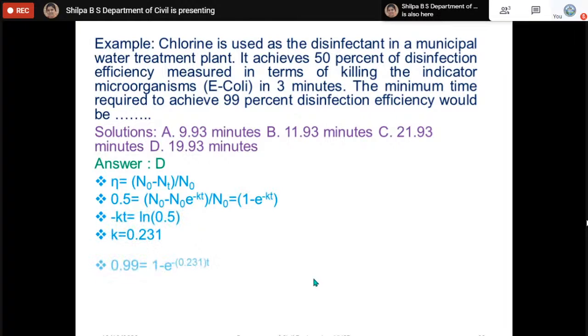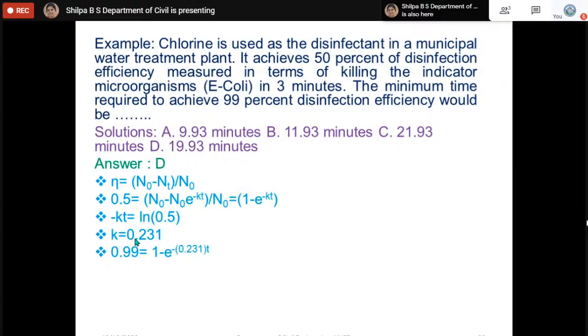So based on Chick's law, initially they have given the 50%. So assuming that 50% efficiency as 0.5, we can simplify this Chick's law and calculate the K value. Then using that K value, next we can calculate the time required to achieve the 99% efficiency. Then we will get the time as 19.93 minutes.